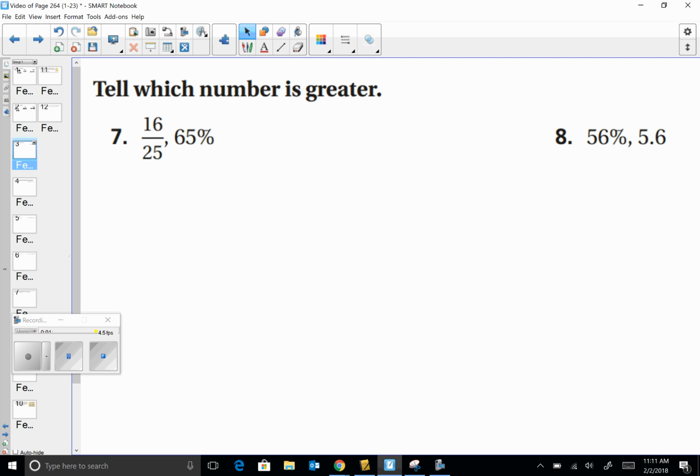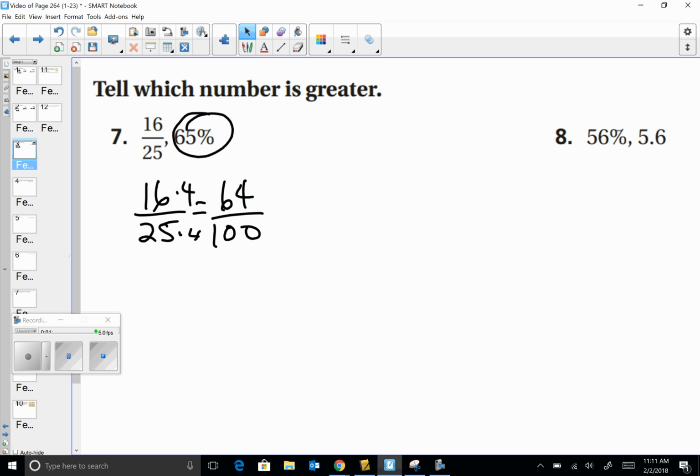All right, let's move on. Number 7, which number is greater? We want to get them into the same format, so I'm going to change 16/25 to a percent. Out of 100, we multiply by 4, and 16 times 4 is 64. So this one's 64%, so 65% is greater. All right, number 8. If I change this to a percent, remember I got to move it over once, twice. So this is 560%, which is going to be way bigger. So 5.6 is bigger than 56%.